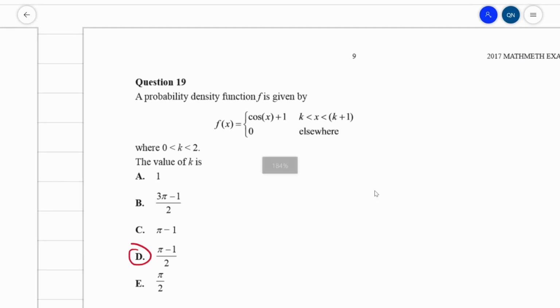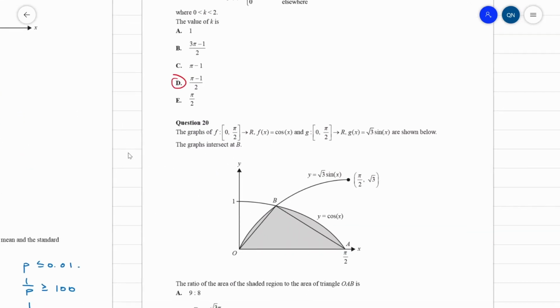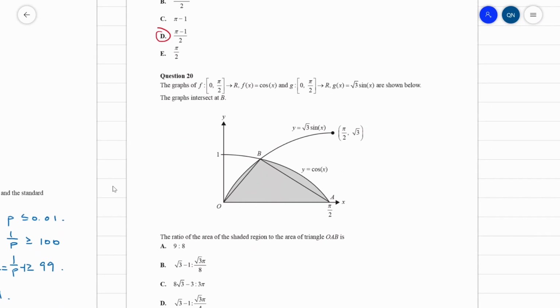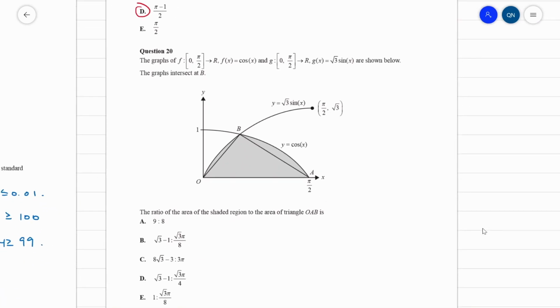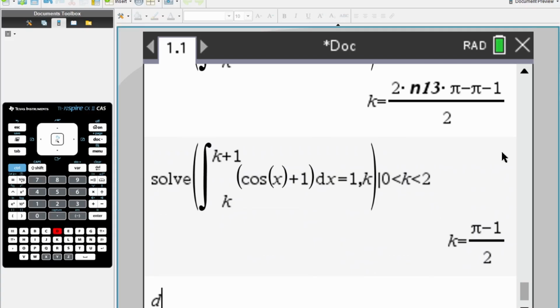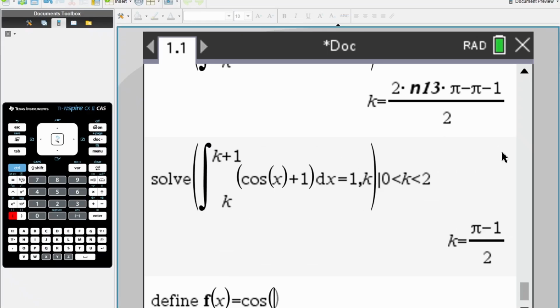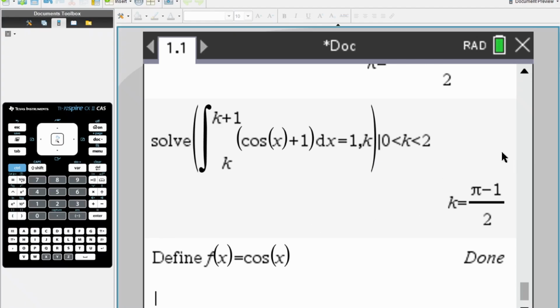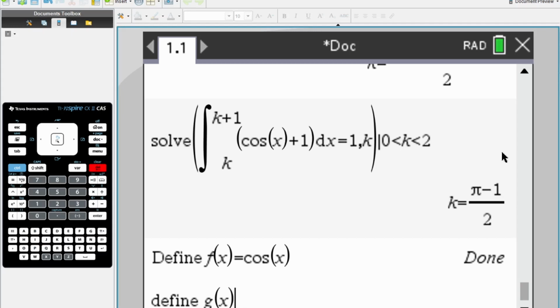And the final question, question 20. The graphs of f and g are shown below. The graphs intersect at B. Find the ratio of the shaded area to the area of the triangle. Okay, so let's just define the functions first of all. f of x was just a plain old cosine graph, and g was a sine graph with a root 3 out the front. g equals square root of 3 sine of x.